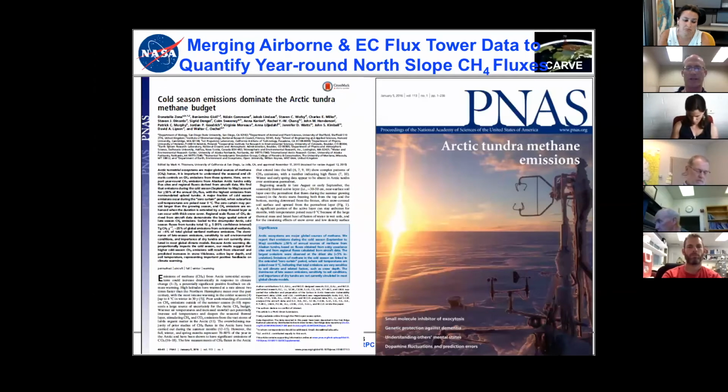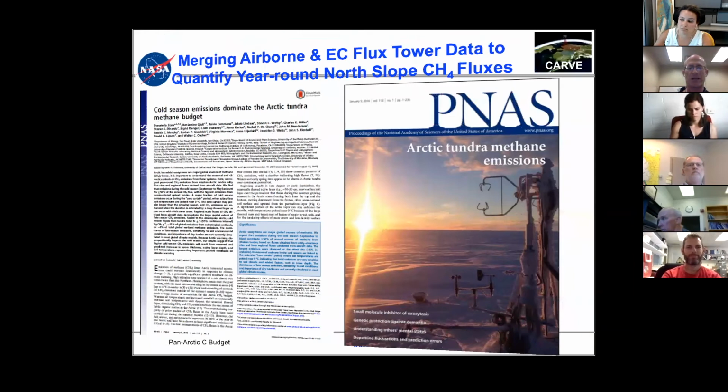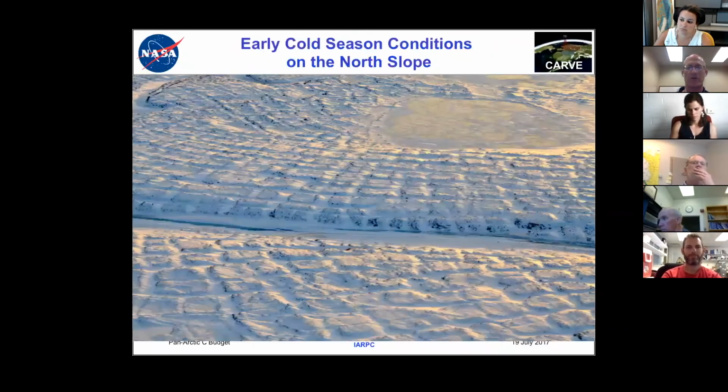And in fact, this is something that's been known and rediscovered periodically for at least the last 30 to 40 years. And we're just highlighting it again here. One of the key things, again, about this is what the surface looks like. This is a photograph I took from the CARV plane on the North Slope in October of 2015.